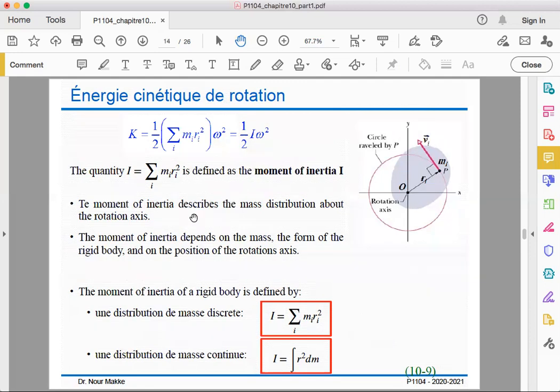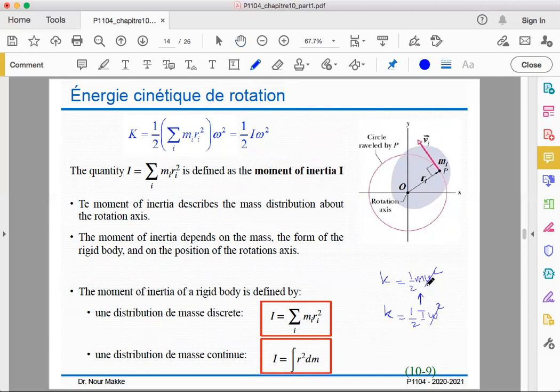So we know that in the case of translation we had K equal to half times m times v squared. Okay, here in the case of rotation, we found the expression of the kinetic energy as half times I times omega squared. So if omega, as we said before, is equivalent to v, then we should expect that the moment of inertia I is the equivalent of m.